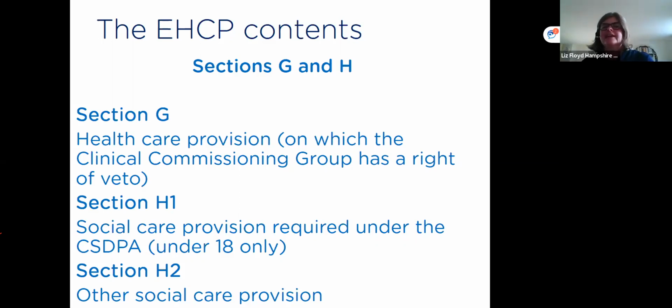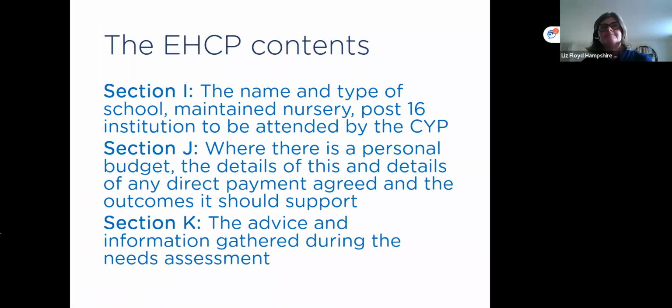Okay, so it's helpful having a guide like this. Also, EHC produced one as well that you can look up. Section I is the placement, so that will be where the school is written down. Section J is where there's a personal budget. Now, again, this is another rabbit warren. It's really only when you're thinking of getting involved with the provision yourself.